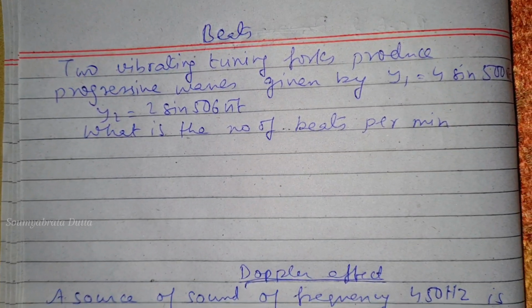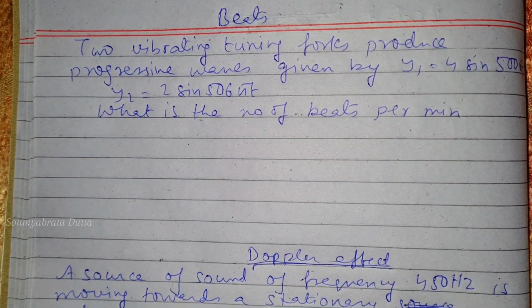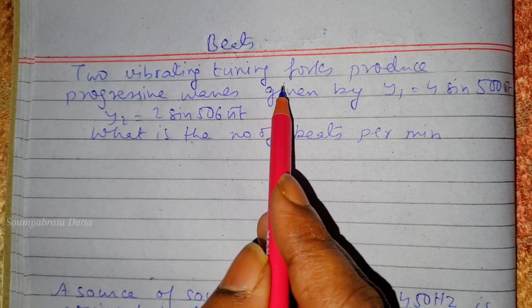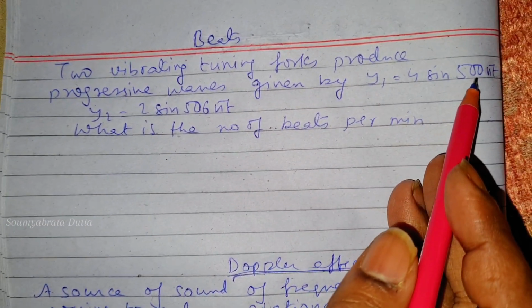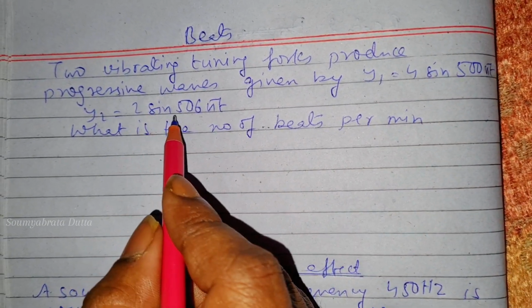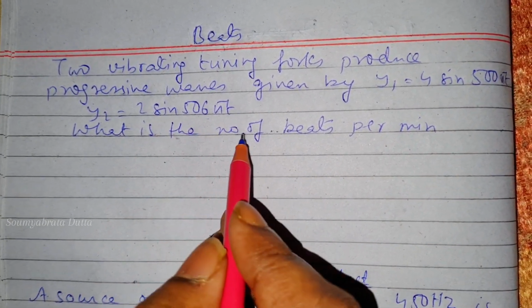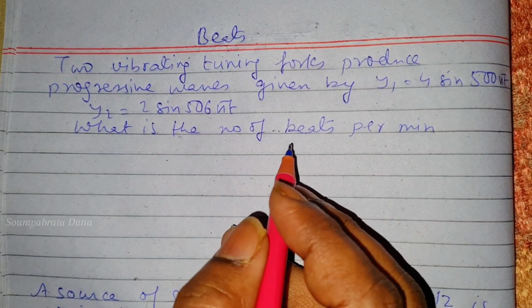So beats, we will be doing some sums on beats. One sum: two vibrating tuning forks produce progressive waves given by y1 equals 4 sin 500 pi t and y2 equals 2 sin 506 pi t. What is the number of beats per second, per minute, sorry.